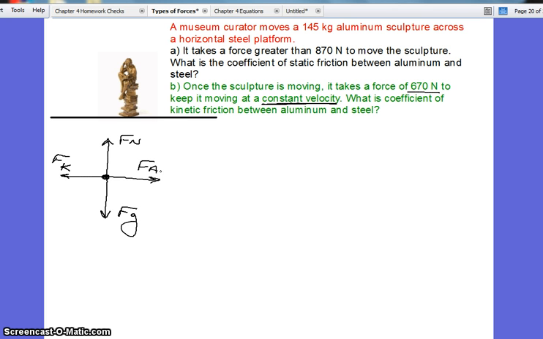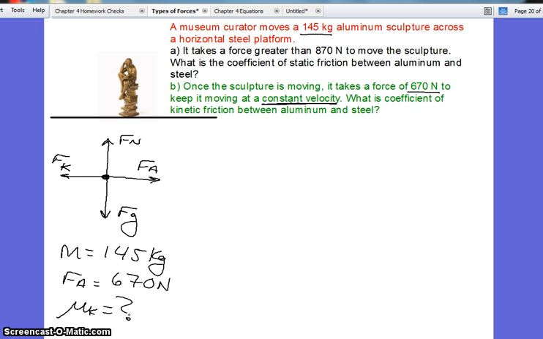Now, what are we given? That's the next step. Write down our mass, 145 kilograms. So as long as you see kilograms, you automatically know that that's a mass. We also know that we are applying that force of 670 newtons. And we want to find the coefficient of kinetic friction, mu sub k. Now, one hint here, whenever you're given mass, the first thing you want to do is calculate the gravitational force.